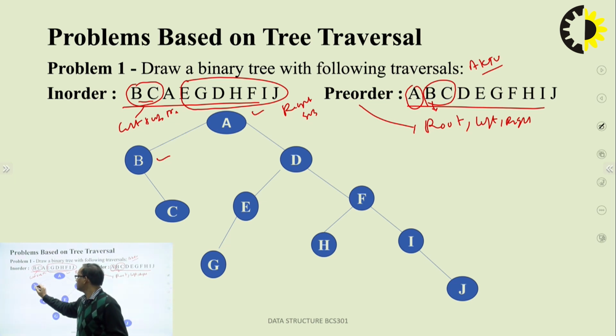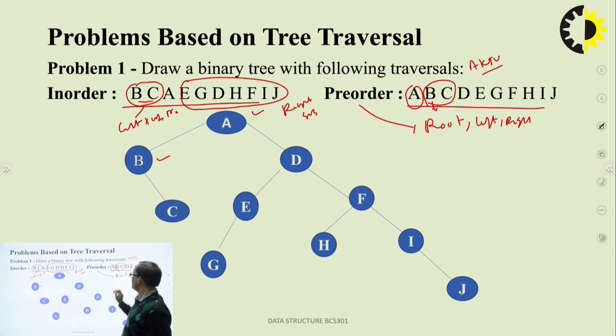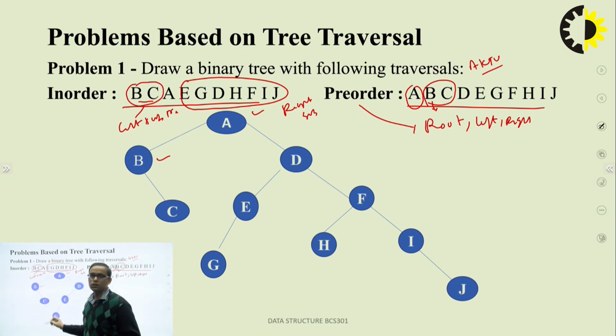So the in-order sequence for this will be left, root, right. There is no left, so we visit the root B, then C. Again, see the pre-order sequence: root, left, right. There is no left, so B and C. So the pre-order sequence and in-order sequence are the same, and this will be the structure of the left subtree.